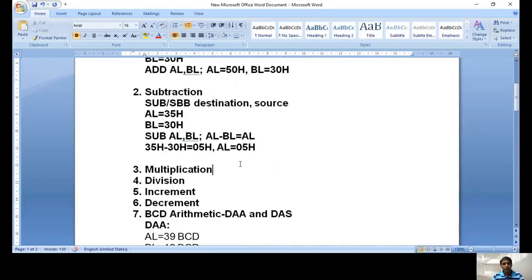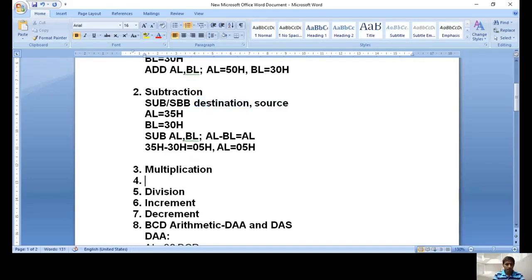Coming to multiplication, let us see what is multiplication. In the multiplication instruction, here also the source content is multiplied with destination content and the result is stored in the destination. Let us see the syntax for multiplication. Syntax is MUL. So unsigned multiplication I am telling you. MUL source only. So which acts as a destination? Generally the accumulator register acts like a destination. Preferably the source must be the base register only. For 8-bit operation, BL is the source register. For 16-bit multiplication operation, BX is the source register.